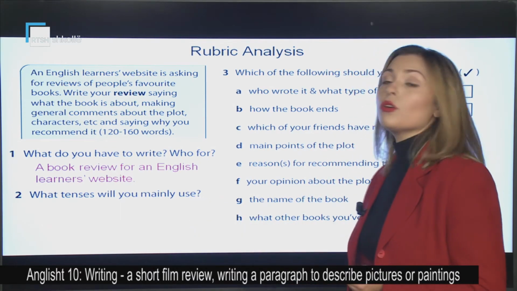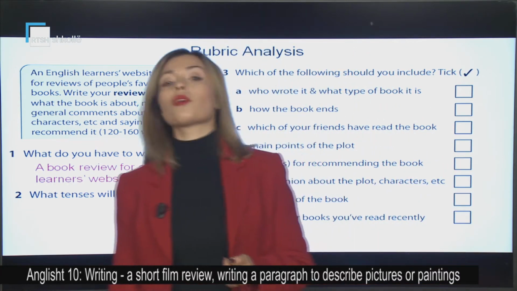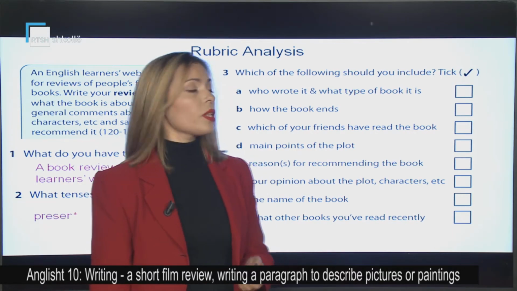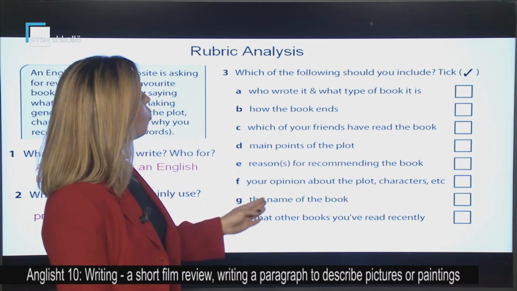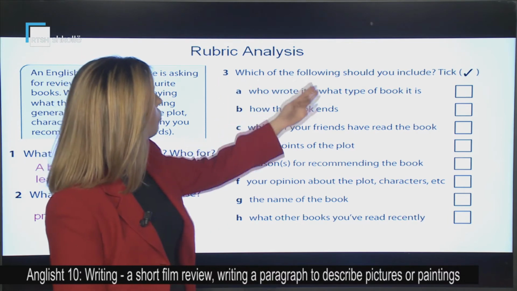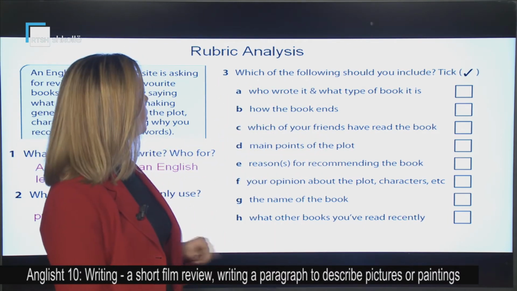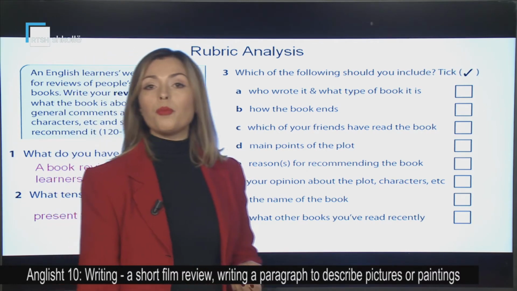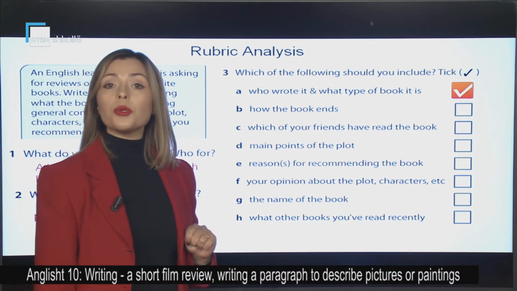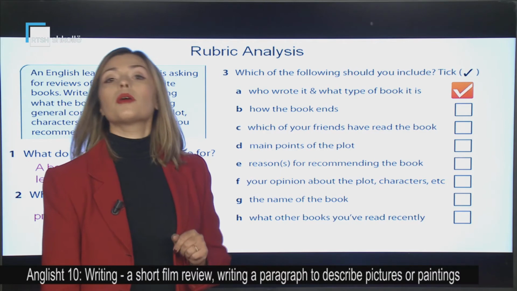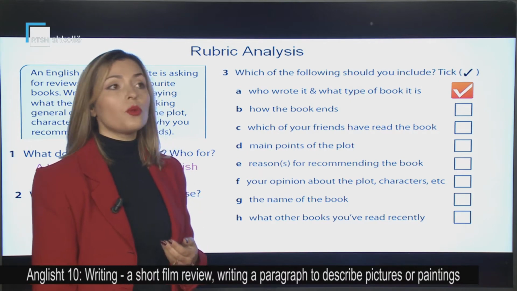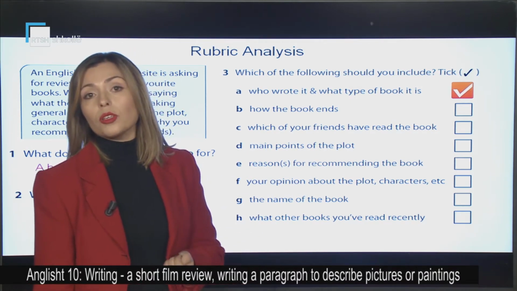What tenses are we going to use? Of course, since we're talking about a book review, we're going to use present tenses. Now, let's go and see what we're going to include in our review. So, which of the following are we going to include? Who wrote it and what type of book it is? Of course, absolutely. How the book ends. Should we write how the book ends? No, because then the book is not any more interesting. Then the person that we suggest this book to is not going to read it, of course.